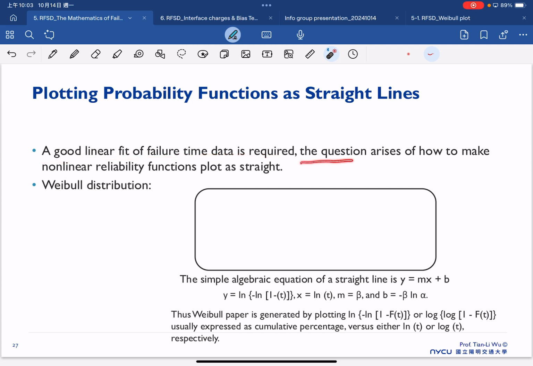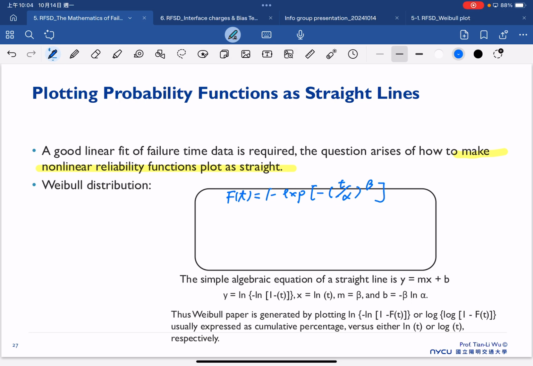So then the question arises: how do we make the nonlinear reliability function plot as a straight line? So that becomes our question. But the concept here is very simple. First of all, we have the basic Weibull distribution as shown here, F(t) = 1 minus exponential of minus (t over alpha) to the power beta. That's our basic equation for the Weibull distribution.